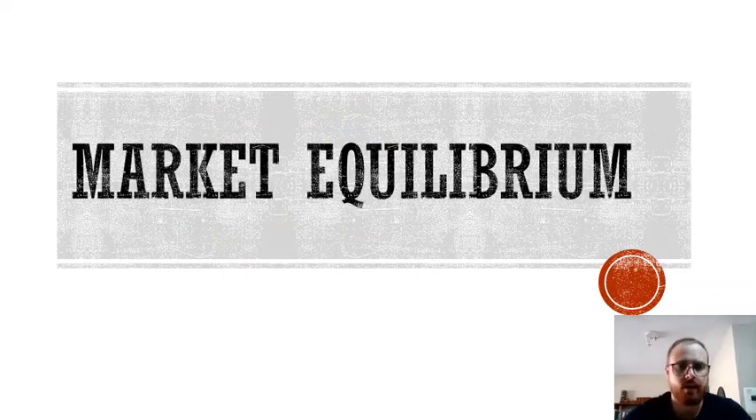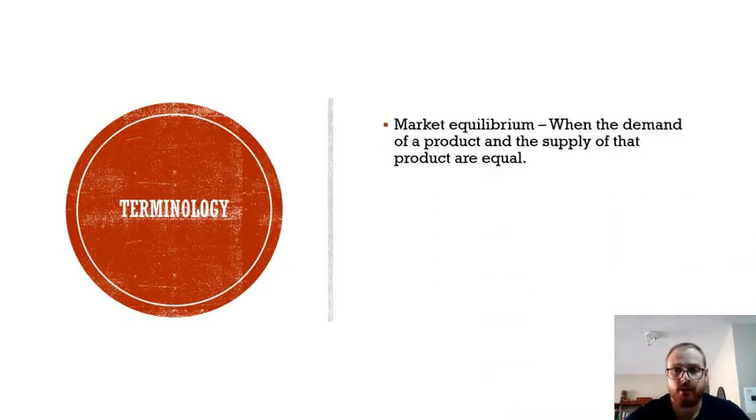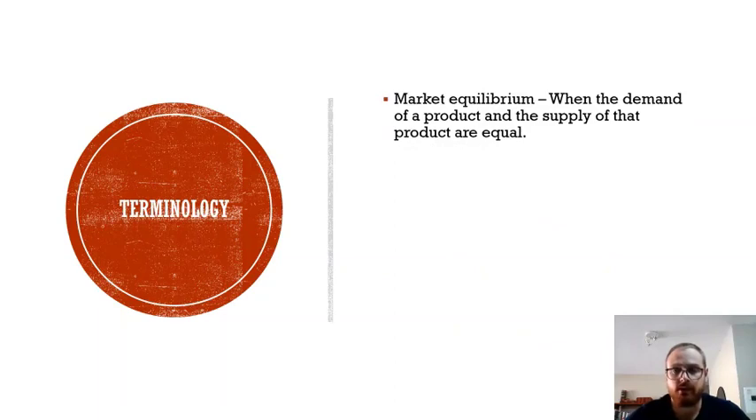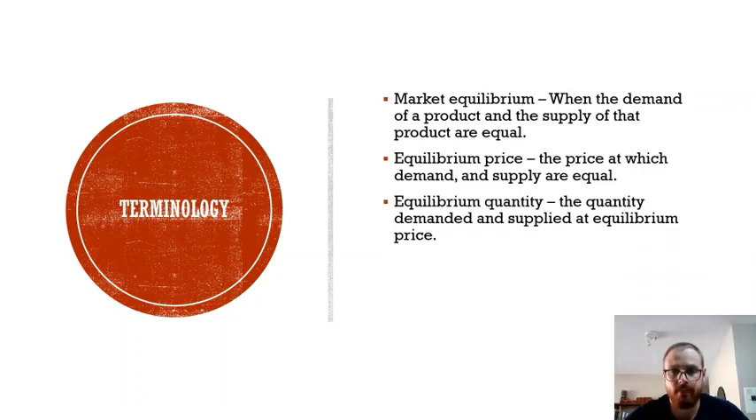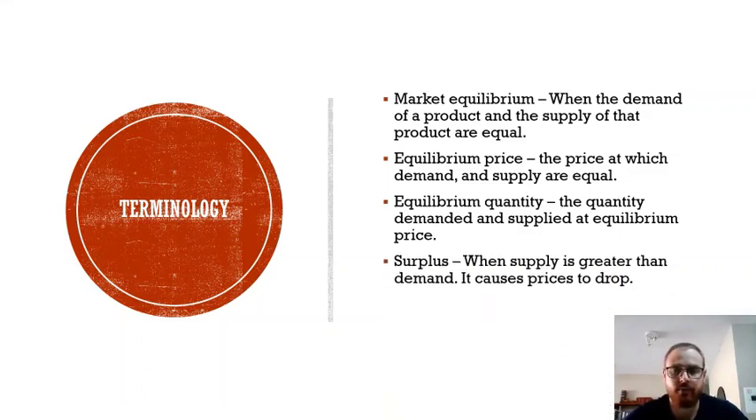Right, now we are going to look at market equilibrium. This is where demand equals supply. Okay, so some terminology that we need to have a look at before I can go to the practicals. Market equilibrium, when the demand of a product and the supply of that product are equal. Equilibrium price, the price at which demand and supply are equal. Equilibrium quantity, the quantity demanded and supplied at equilibrium price.